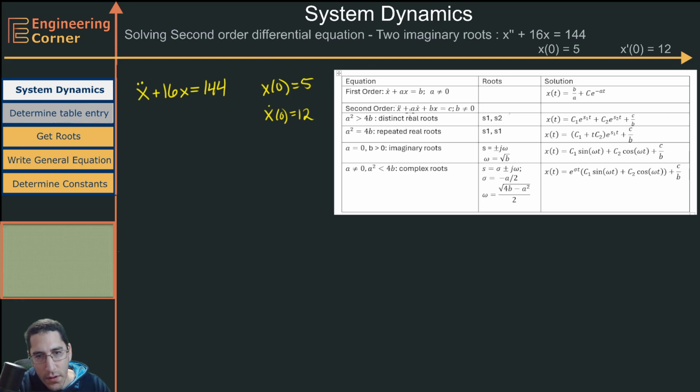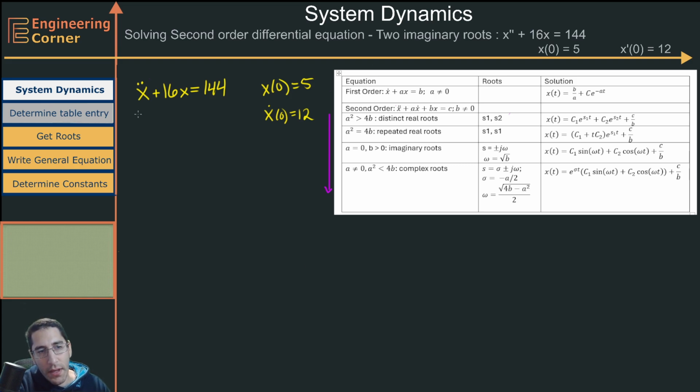Well, we look at those coefficients, the a and the b coefficients, and we compare them to these tests. Now, this is going to tell us if we have distinct real roots, repeated real roots, imaginary roots, or complex roots. And depending on which we have, we'll deal with how we find those roots. So how I'm going to do this is I'm going to just work my way down this table like so, even though the title of this YouTube video is going to tell you what the roots are.